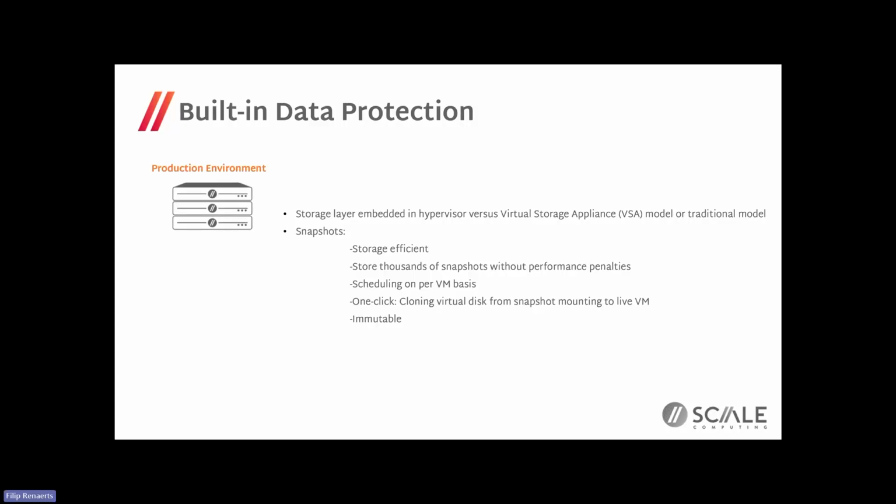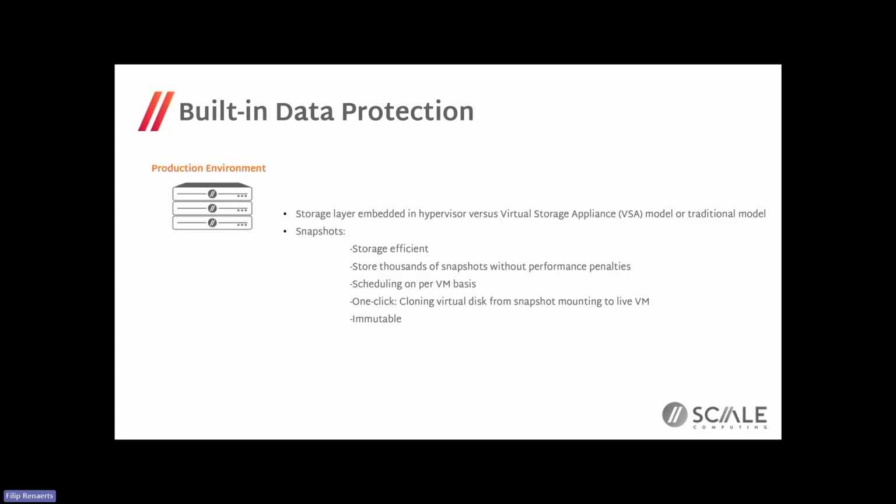First of all, our storage layer is integrated. So not a virtual storage appliance model compared to that traditional model, which makes it a more secure setup. But the big difference is how we handle snapshots. We have a really storage efficient storage layer, which allows us to create thousands of snapshots without performance penalties. For those in the call who are familiar with snapshots and VMware, you probably know that it's not a good idea to have a lot of snapshots for a long period of time. With Scale Computing, that's possible.